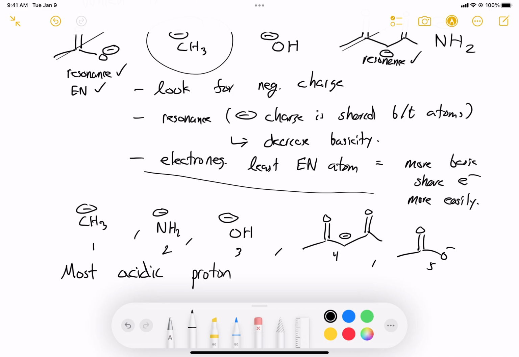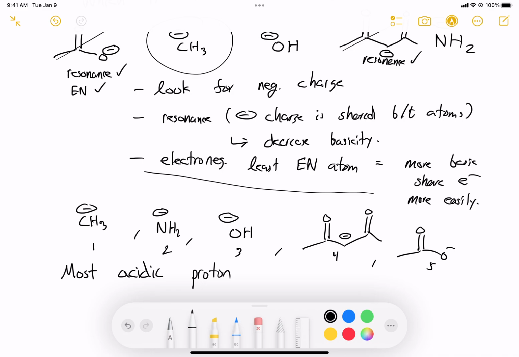So the more resonance you have, well, I wouldn't say the more resonance. So the more likely you're able to put the charge on electronegative atoms, and if you can share those electrons with more atoms, the less basic you are. But it also depends on what kind of atoms you put nearby it.